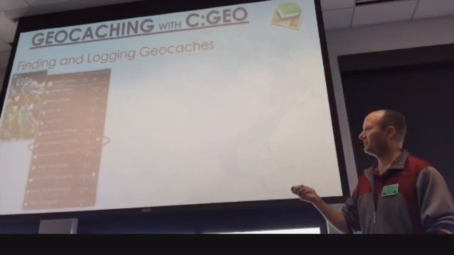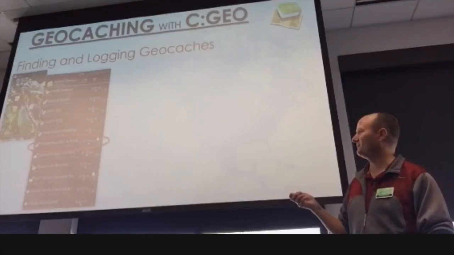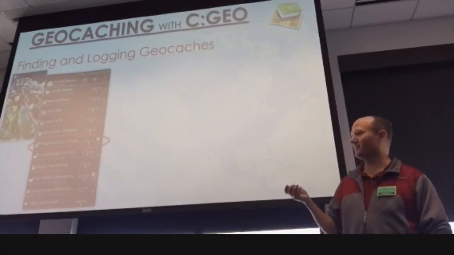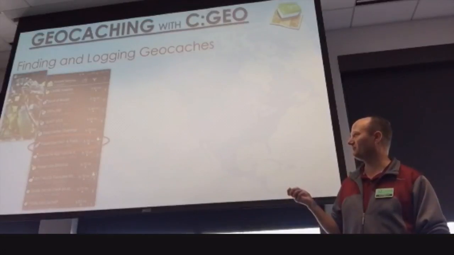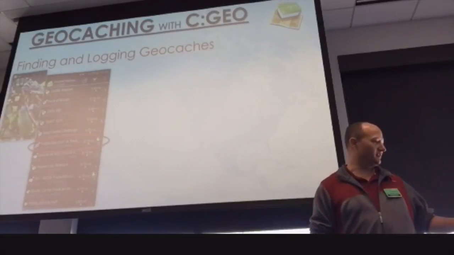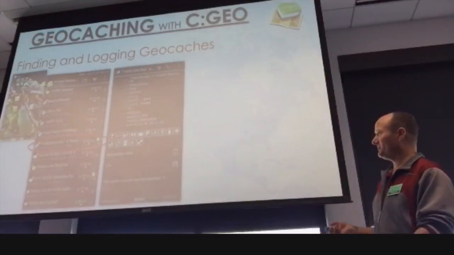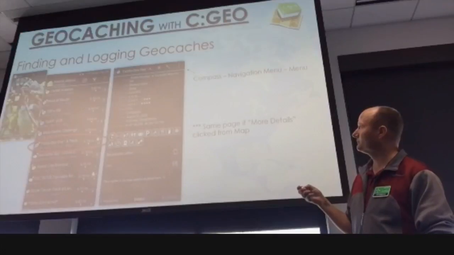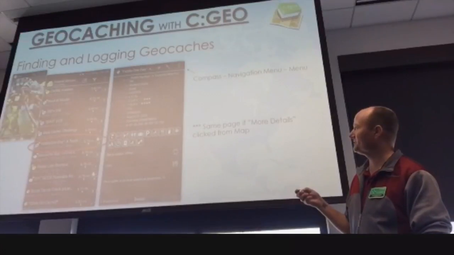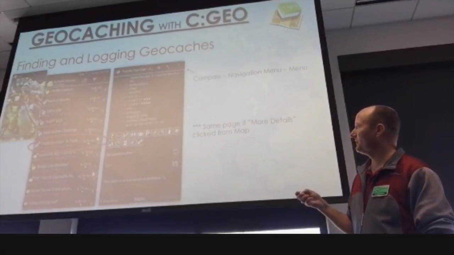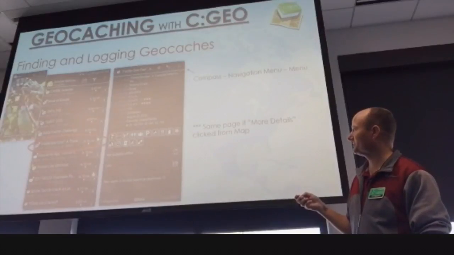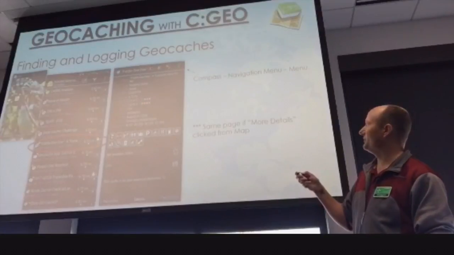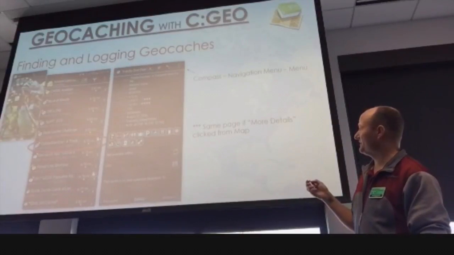So we're going to say we're going to find and log this cache, which is the one in the library. So we're going to make it easy. It says when I did the screenshot last night, there were 4 trackables, 11 favorites. So we're going to click that, and then it opens up the more details. You get the full title, type, size, geocode, distance, difficulty, favorites, owner, when it was hidden, the location, and the coordinates. Same thing, you're going to get compass navigation, menu, and menu up here. We'll go over those in detail soon.